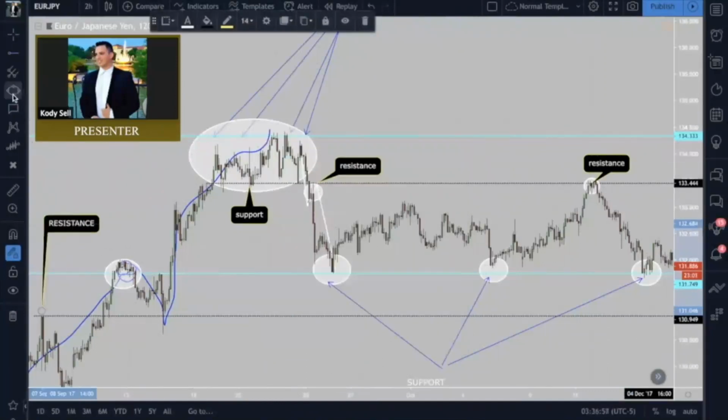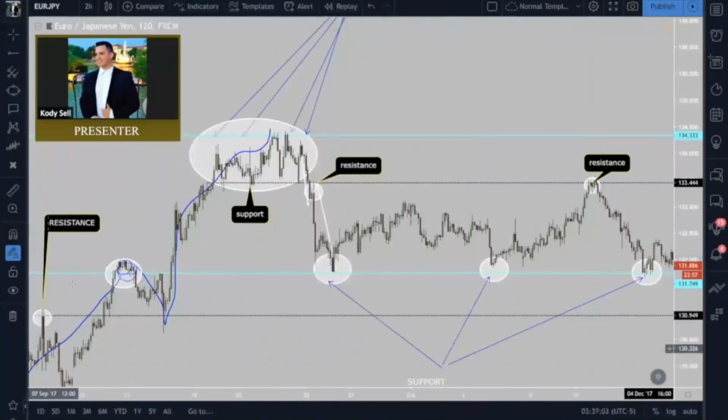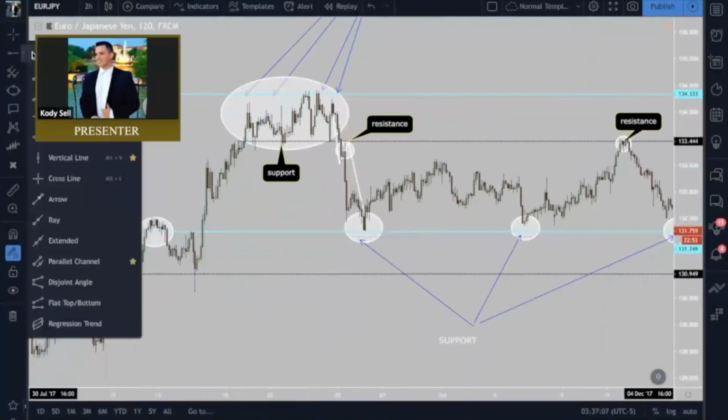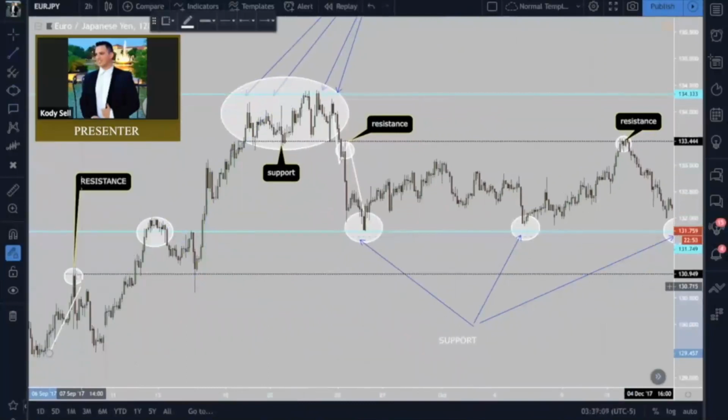I have a resistance right here. As you can see, price came up to this point. Let's get rid of this blue line here. Price came up to this point and then dropped very hard.